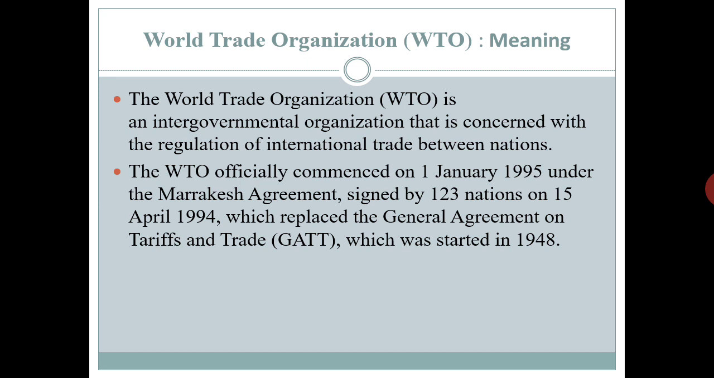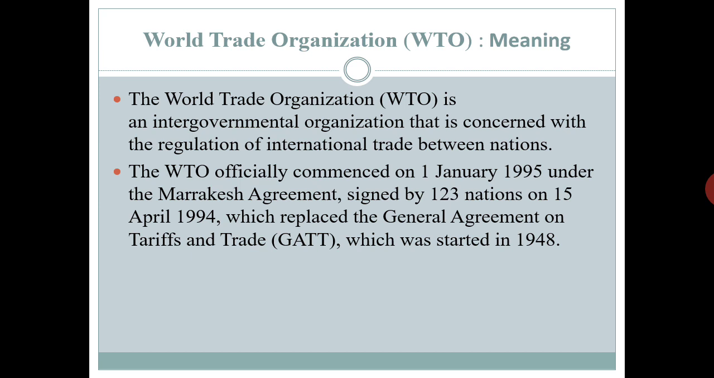What is WTO? The expanded form of WTO is World Trade Organization. World Trade Organization is an intergovernmental organization that is concerned with the regulation of international trade between nations. It is an institute, an organization which is intergovernmental in nature, established so that international trade between different nations will go smoothly and there will be soundness in such international trade. To ensure this, WTO is established.